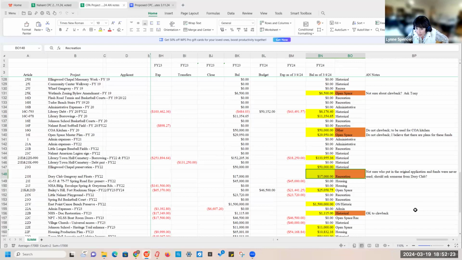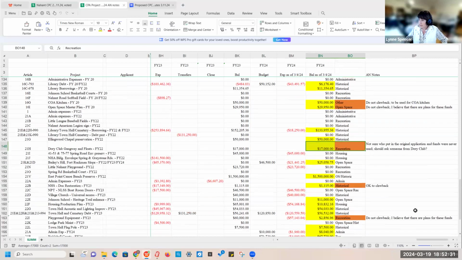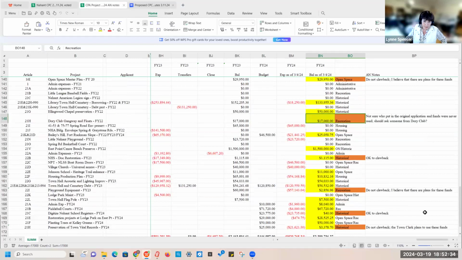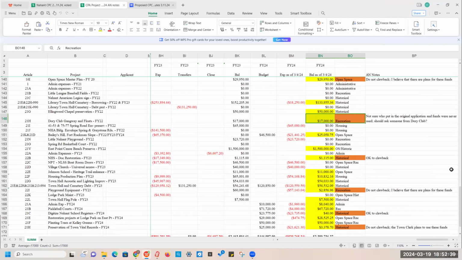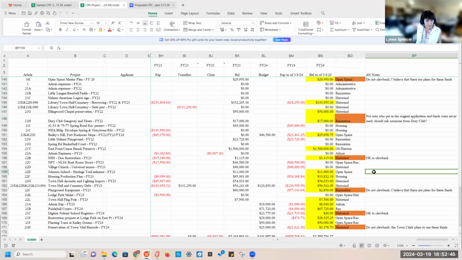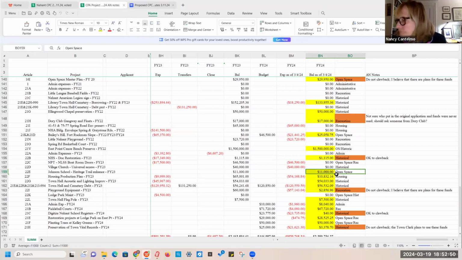Next up is Historical Society document restoration. They spent their money. The project is done. Alice has said it's okay to claw this back as a courtesy, because I think we are in that mode. I will just double check with Julie or Nancy. Would you mind? Sure, I'll do that. Thank you. If you would do it, just check on that. Yep. So that would be 115.